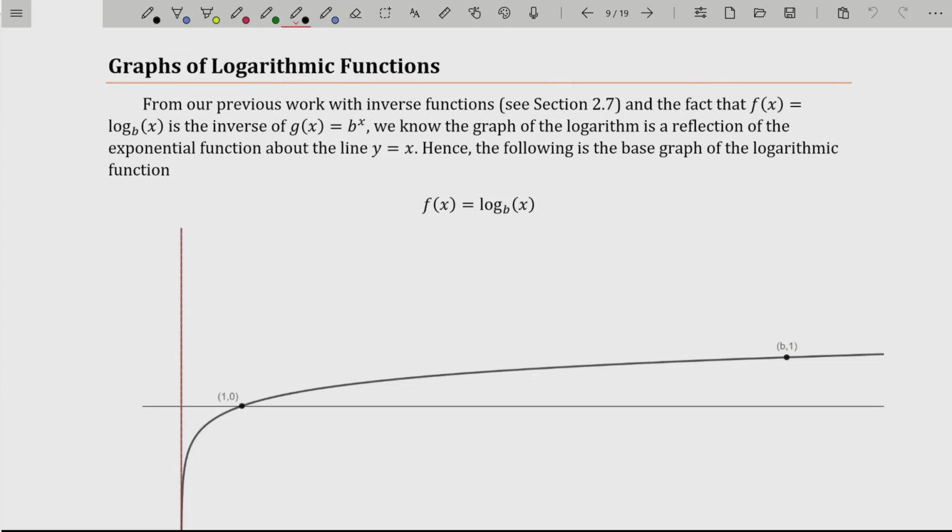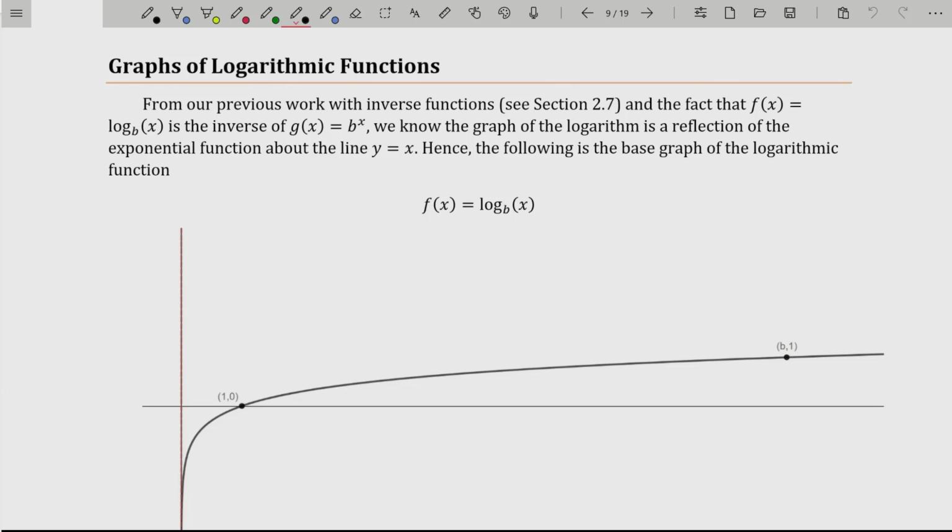From our previous work with inverse functions, which is in the textbook I use, section 2.7, but you could just look at any of my videos that mention inverse functions, and the fact that f of x equals log base b of x is the inverse of g of x, which is b to the x, we know that the graph of the logarithm is a reflection of the exponential function about the line y equals x.